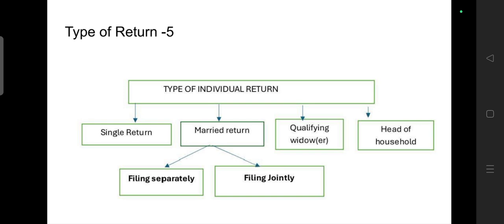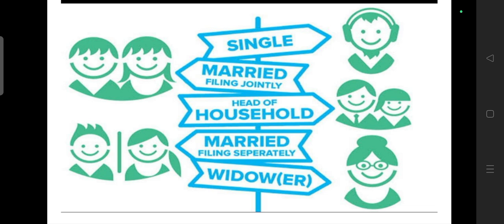Single returns are always costly. They will only get the single blanket amount of standard deduction. Their tax rate may be higher. They actually try to discourage it, but unfortunately, there are single people. We will discuss that. The next category is the qualifying widower, and we will discuss that in a deep dive. And the head of household. Let us move into the concepts one by one.